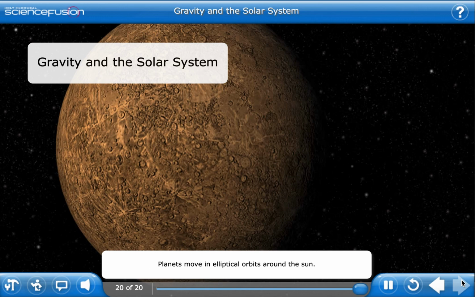Planets move in elliptical orbits around the sun. Gravity determines the size, speed, and distance of those orbits. Solar systems begin in regions or clouds of dust and gas. Gravity sets in motion the formation of solar systems.